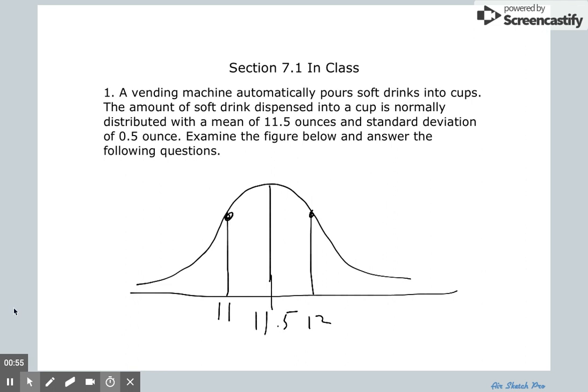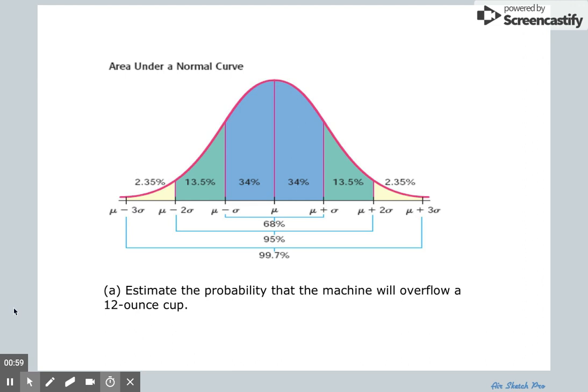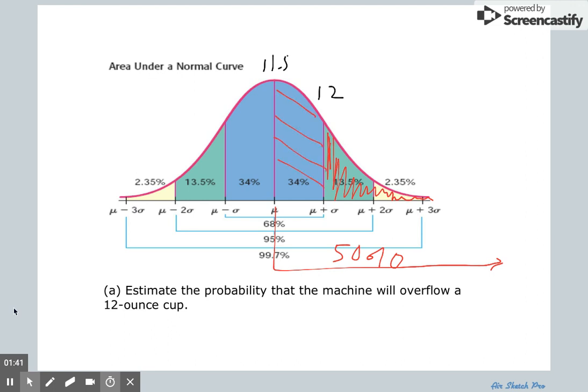All right, so examine the figure below and answer the following question. Estimate the probability that the machine will overflow a 12-ounce cup. So we saw that in the middle was 11.5 ounces, so over here is 12 ounces. The probability that the machine overflows a 12-ounce cup is going to be the area that I'm about to shade in red to the right here. I've got 50% of all the area to the right, so the area from there to forever is 50%. And I'm lopping off this area, which I'm going to do some red slashes on. So that's 34%. If I take 50% and subtract 34%, the probability that we overflow a 12-ounce cup will be 16%, or 0.16.